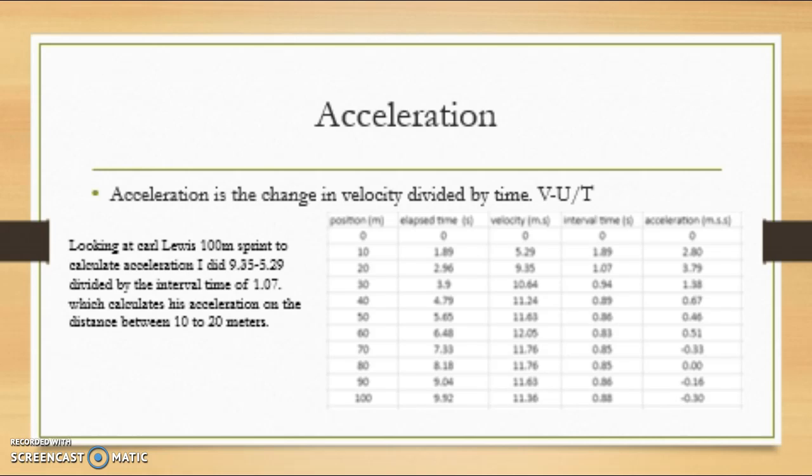Acceleration. Acceleration is the change in velocity divided by the time. So that could be shown as v minus u divided by t. So this is a different area of focus. Looking at Carl Lewis's 100-meter sprint, to calculate acceleration I did 9.35 minus 5.29, which is his final velocity minus his starting velocity. So that is the change in velocity overall, divided by the interval time of 1.07, which calculates the acceleration over the distance between 10 to 20 meters.